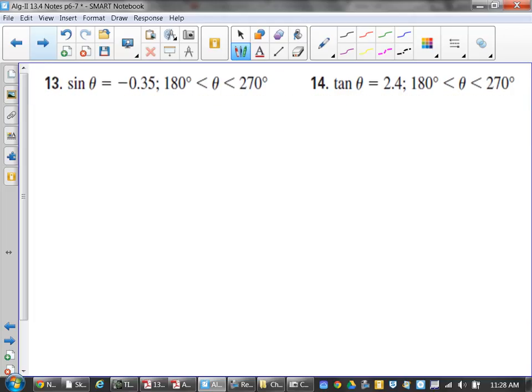I'm not worried about sig figs. I like 2 decimal places. In this case here, sine of theta is negative 0.35. And I want to go to the third quadrant again.